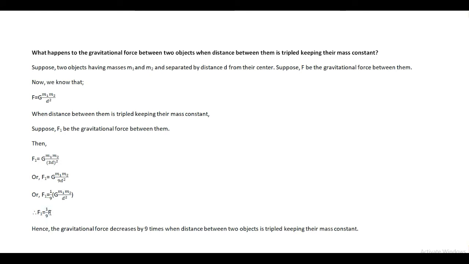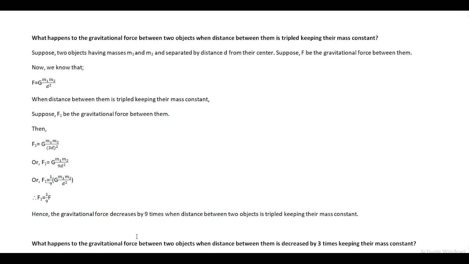From here it is clear that the final gravitational force F1 equals 1 by 9th of the initial gravitational force F. It means the gravitational force is decreased by 9 times. So hence the gravitational force decreases by 9 times when the distance between two objects is tripled, keeping the mass constant.